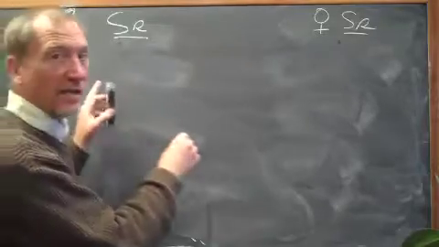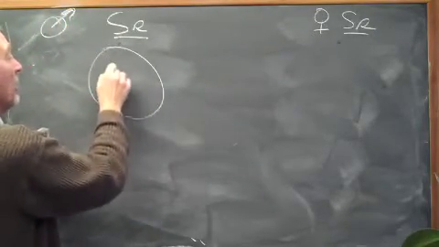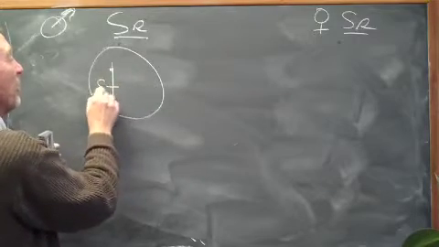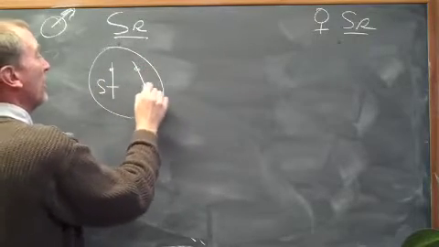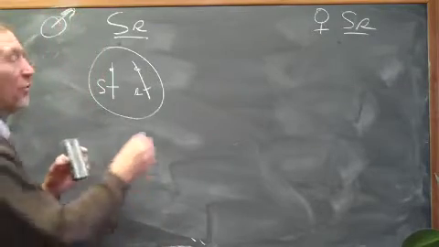Well, again, if we take a look at what we have in this cell, we have a chromosome that has a big S and a chromosome that has the little s. And they're going to go through replication.